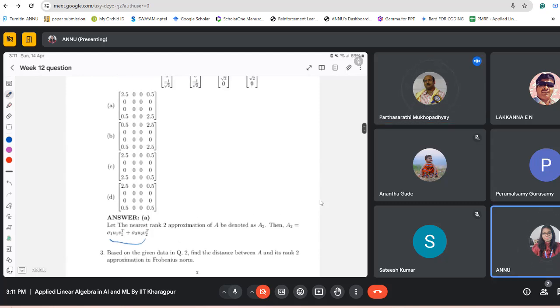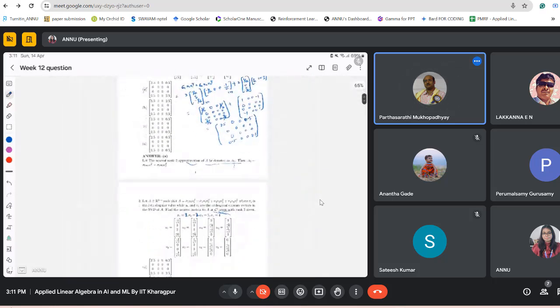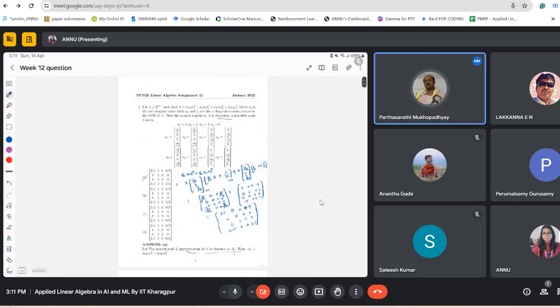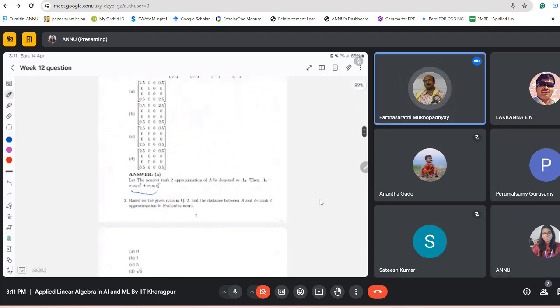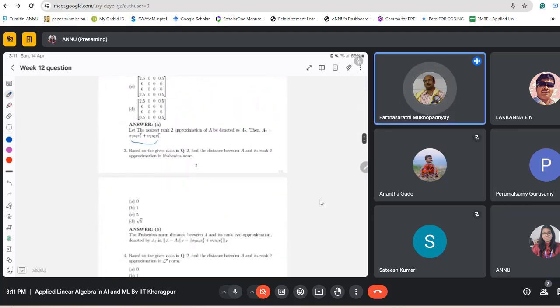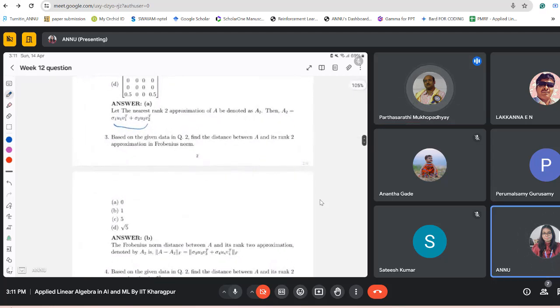Frobenius norm is nothing but, if the elements are a11, a12, a21, a22, so what is the Frobenius norm? It is the square root of a11 squared plus a12 squared plus a21 squared plus a22 squared. Or you can say, the square root of the trace of A transpose A.